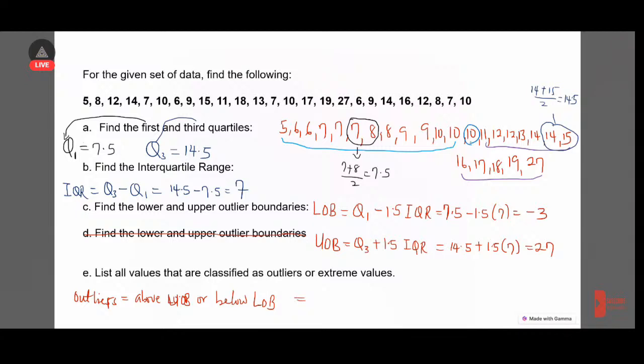And for the UOB, do we have any values? This should be 25. Do we have any values greater than 25? Yes. And what is the value? We have 27 to be greater. So the outlier is going to be 27.